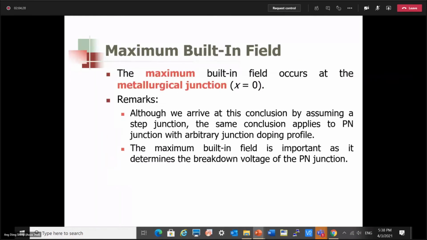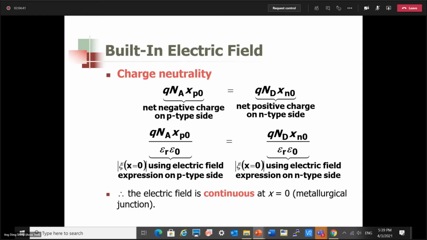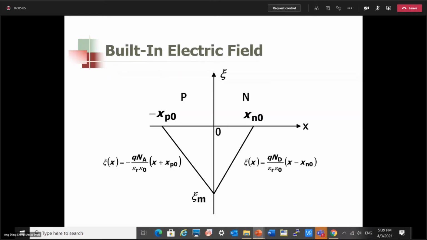Sorry, Prof, may I ask another question? Sure. Does it mean that the values of XP naught and XN naught will depend on the concentration of dopants? Yes, you're absolutely right. Because of space charge neutrality consideration, if NA is different from ND, let's say NA is much larger than ND, then in order for the space charge balance to be valid, XP naught must be smaller than XN naught by the same ratio. Okay, thank you.